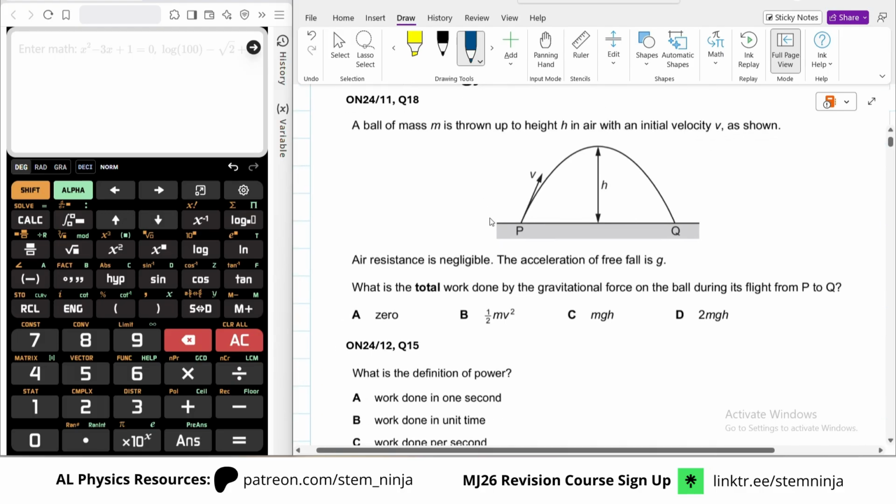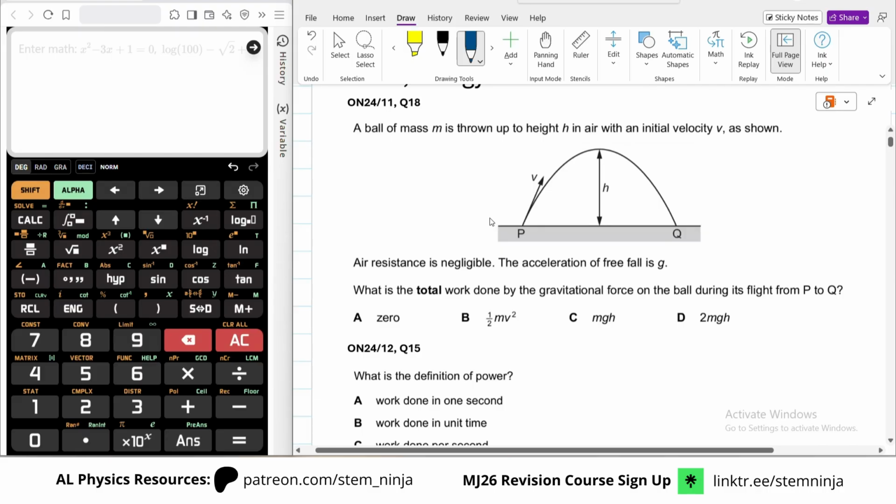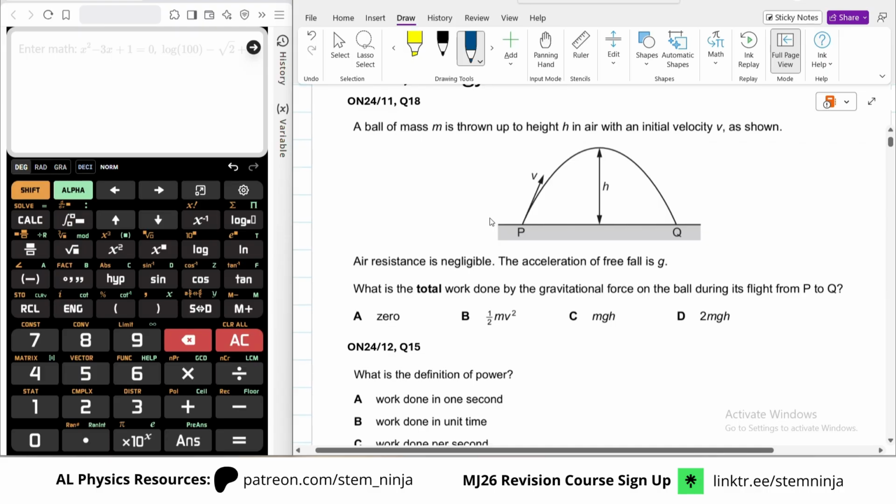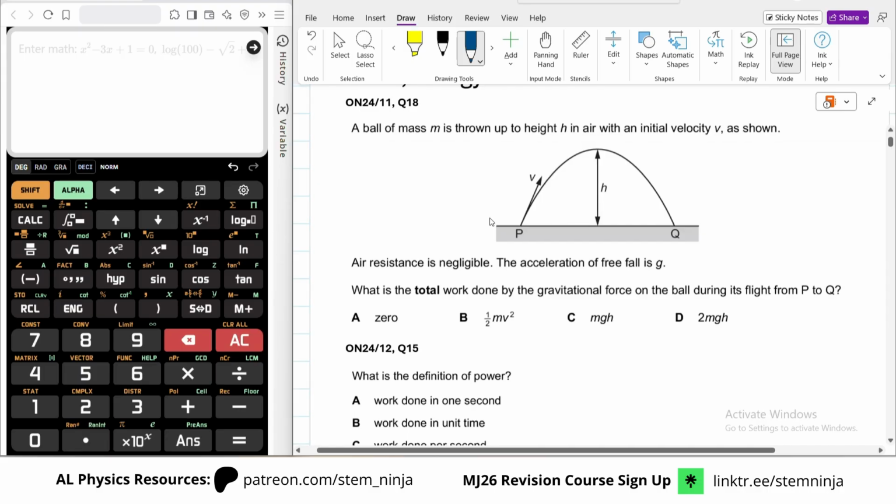A ball of mass m is thrown up to a height h in air with an initial velocity v as shown. Air resistance is negligible. The acceleration of free fall is g. What is the total work done by the gravitational force on the ball during its flight from P to Q?